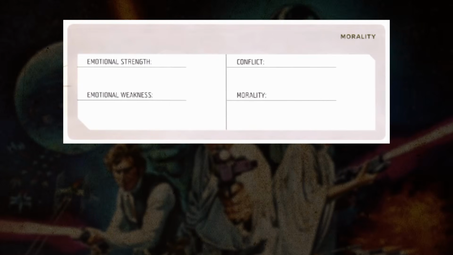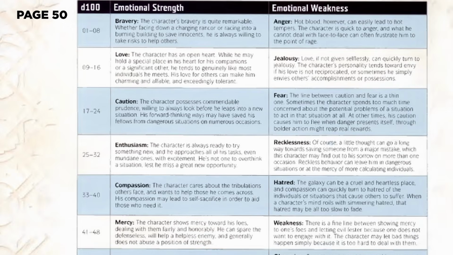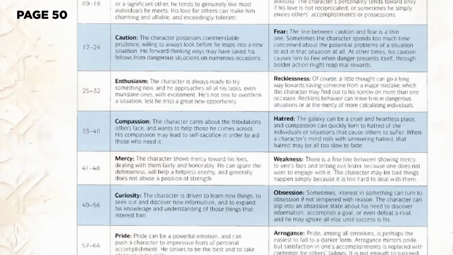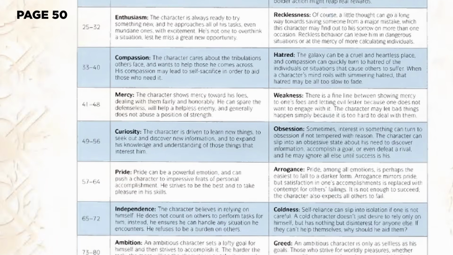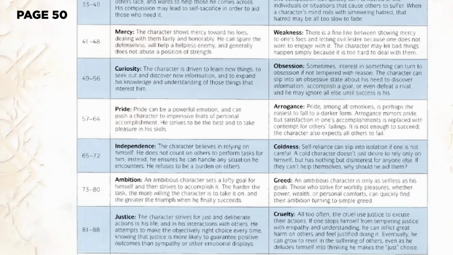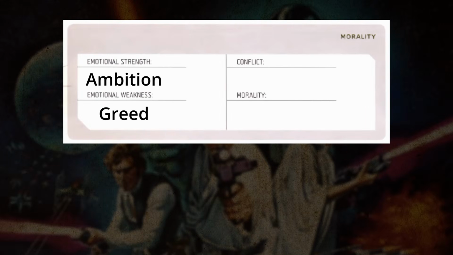Within your morality, you're also going to have an emotional strength and an emotional weakness. If you go to page 50 on Force and Destiny, you should see a table that has a list of all the emotional strengths with their corresponding weakness. Determine which one best fits your character and write them down on your character sheet in the corresponding box.